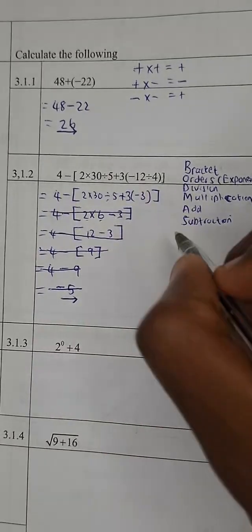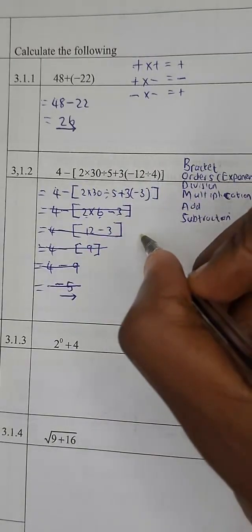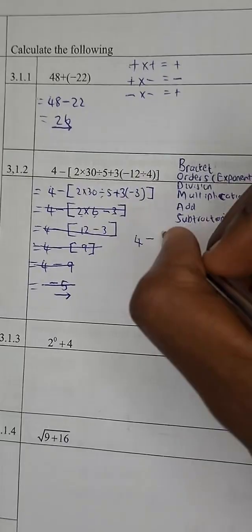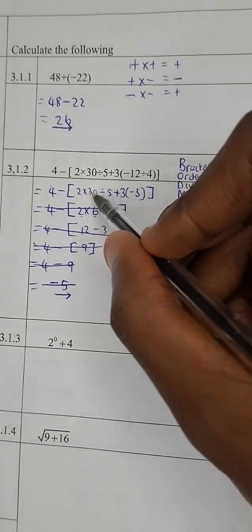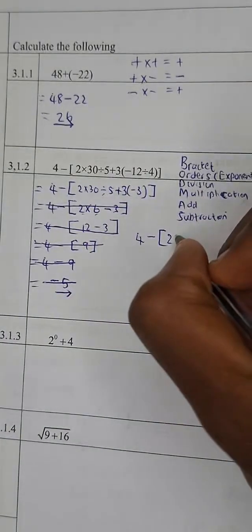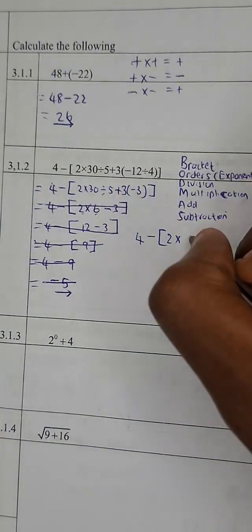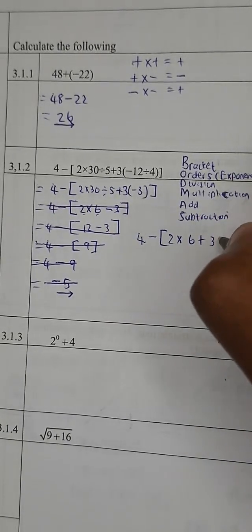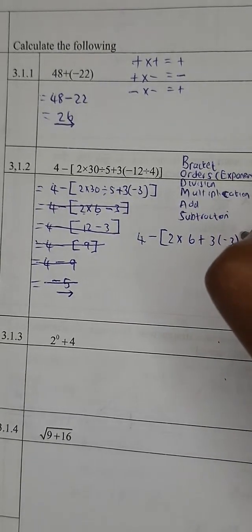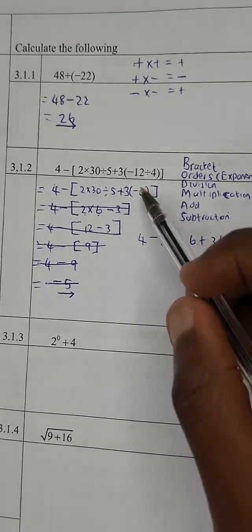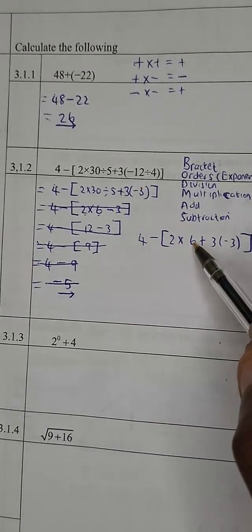So let's take it there, the 4 minus, okay? So we keep that bracket, 2 times the 30. So we're gonna say 2, the times we're gonna keep for now, and then 30 divided by 5, it's still going to be 6, plus the 3 into -3. We close the bracket, ne? Yeah, I think 1 mark there, we've got another 1 there.